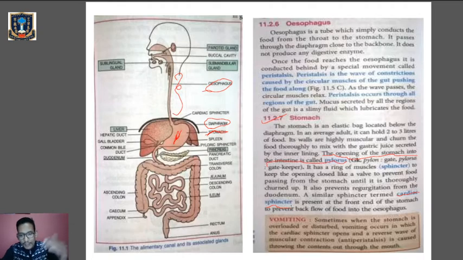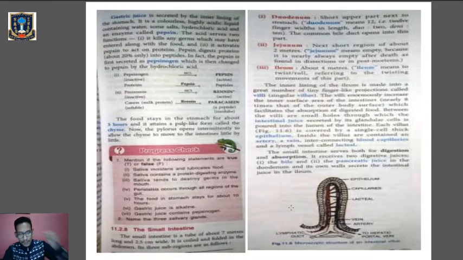Similarly, at the front end of the stomach we have the sphincter called the cardiac sphincter, and you know the function of a sphincter is to prevent the backward flow of the food. So the cardiac sphincter's function is to prevent the backward flow of the food into the oesophagus from the stomach. Clear this one?